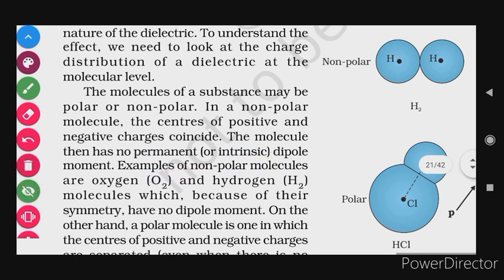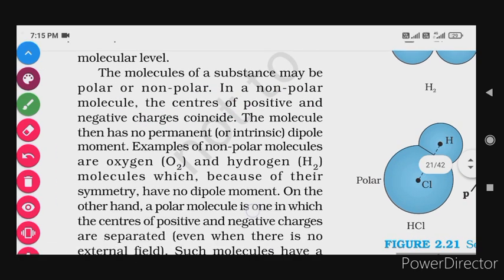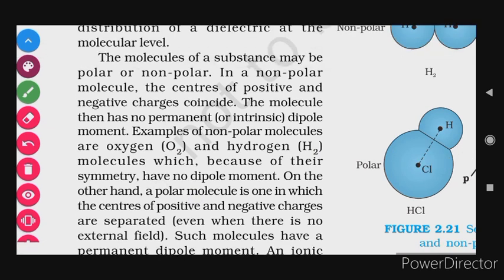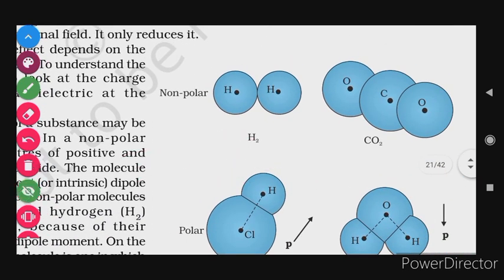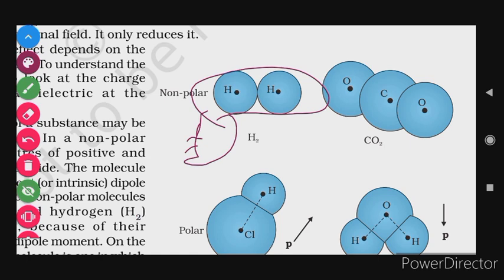The next paragraph is: the molecules of a substance may be polar or non-polar. In a non-polar molecule, the centers of positive and negative charges coincide. The molecule then has no permanent or intrinsic dipole moment. Examples of non-polar molecules are oxygen and hydrogen molecules, which because of their symmetry have no dipole moment. I have already explained this, that examples like H2 and O2 have a symmetry, so there will be no dipole moment, or you can say the positive and negative charges will coincide like this.